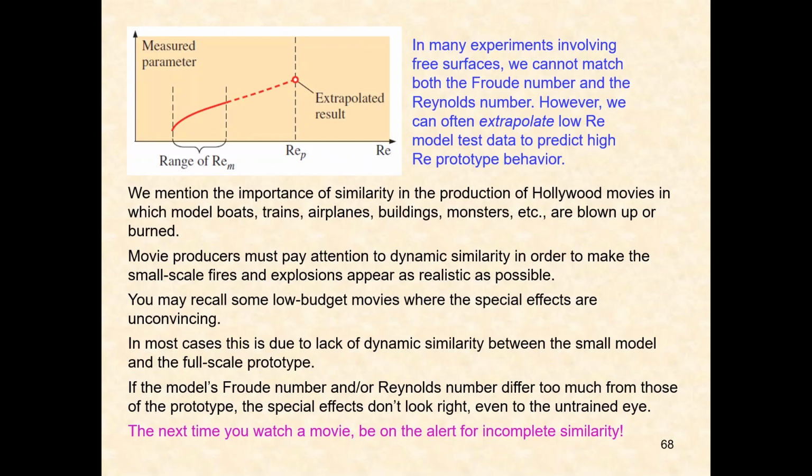Sometimes they use a model instead of CGI, and when the explosion is too small or too big, you may notice. So when you build the model, you need to make sure that all of these effects follow the scale, so that there will be dynamic similarity. All the wind and the motion of the fire on the model can tell you whether it is right or wrong, whether it is on the same scale or not. Okay, so the next time you watch a movie, be alert for this incomplete similarity.